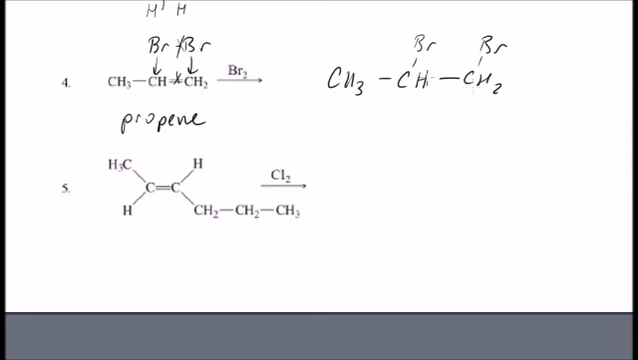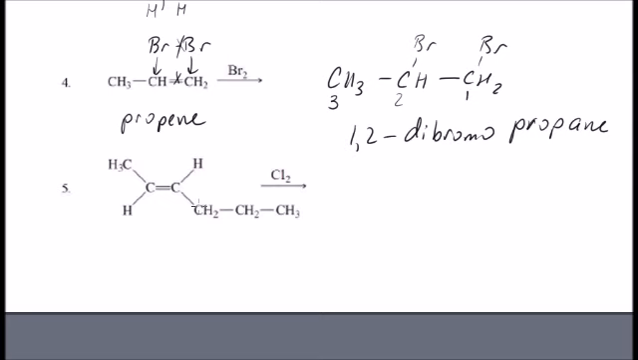Alright, and what will we name this? Well, we have the backbone, pro. This is an ane now because it's all single bonds. We have 2 bromines, so this is going to be a dibromopropane, and these 2 bromines are on carbon 1 and carbon 2. We can name them here. If we flip it the other way, it's going to be 2 and 3, and that's not the lowest number possible. So we have 1,2-dibromopropane.